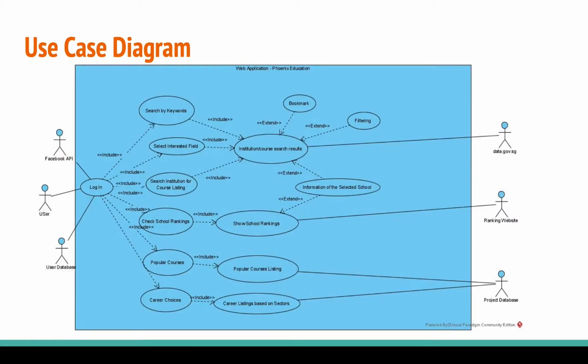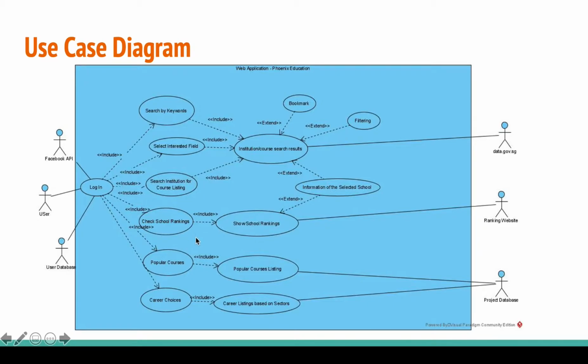Now let's look at the use case diagram. For the application, we have our user entity who will be logging in, and for the login you can either call the Facebook API or the user database itself. And once the user is logged in, user has various features inside the web app such as searching by keywords, selecting the interested field or searching the institution. For these three options, the particular institution course result will be displayed.